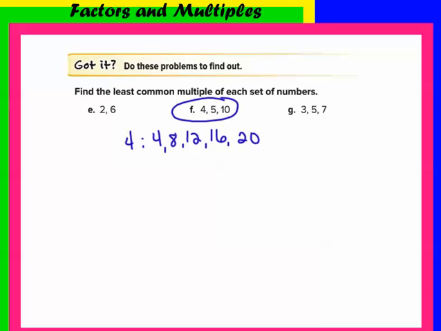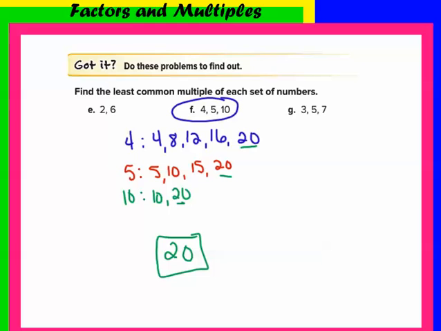And then I can list out multiples of 5. 5 times 1 is 5, 5 times 2 is 10, 5 times 3 is 15, 5 times 4 is 20. Hey, 20 shows up on both lists. And when we look at multiples of 10, we see 10 times 1 and 10 times 2. And as soon as we see a number show up on all 3 lists, we know that that is our least common multiple. It's your turn to take care of 3, 5, and 7. Pause the video and then restart when you're ready to check.